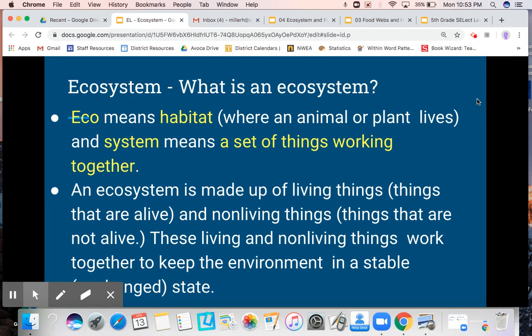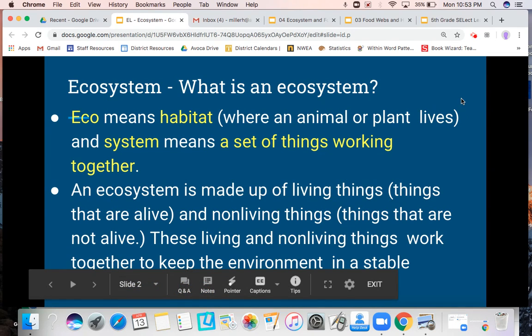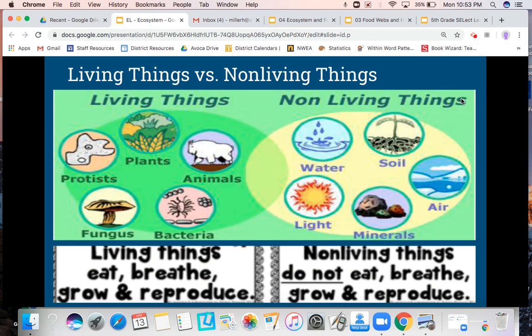First of all, what is an ecosystem? When I break the word down into two parts, eco means habitat, which means that is where an animal or a plant lives. It's their home. And a system means a set of things working together. An ecosystem is made of living things, things that are alive, and non-living things, that are not alive. And these living and non-living things work together to keep an environment in a stable and unchanged state.